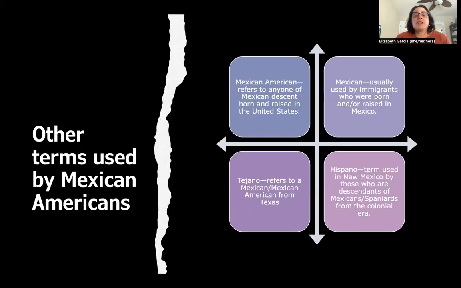There are also other terms that are used by Mexican Americans, often dependent on generation, region, experience, and so on. Mexican American refers to anyone of Mexican descent born and raised in the United States. Mexican is usually used by immigrants who were born and or raised in Mexico. Tejano refers to a Mexican or Mexican American from Texas. Hispano is a term that is often used in New Mexico by those who are descendants of Mexicans or Spaniards from the colonial era. So there are vast amounts of terms beyond Latino or Hispanic or Chicano that are used among this population.